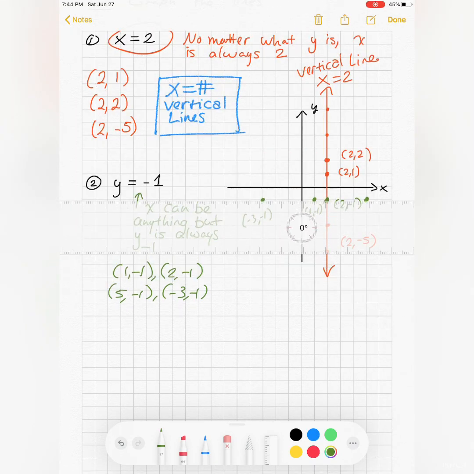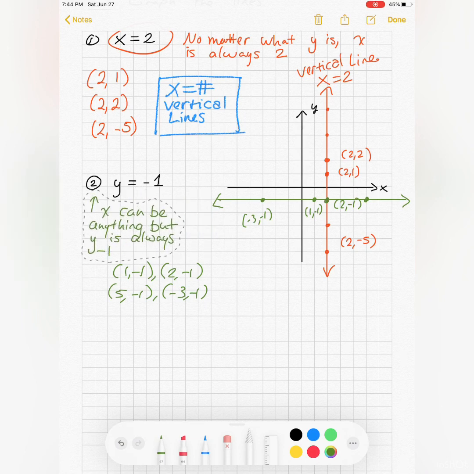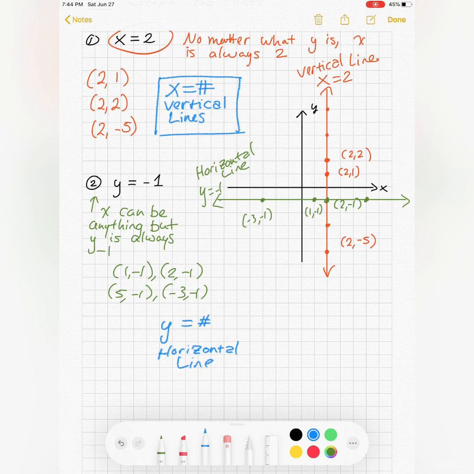So this is the other special kind of line. This guy's called a horizontal line. Okay, so y equals a number. That's a horizontal line, flat, like looking across the horizon.